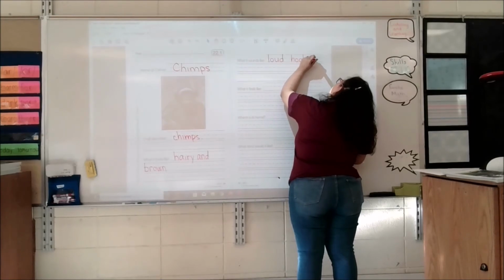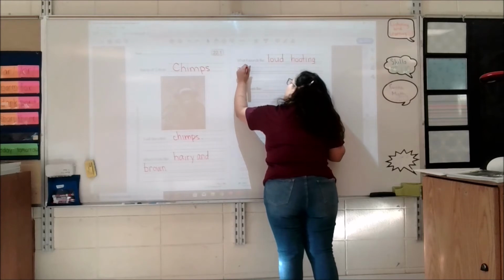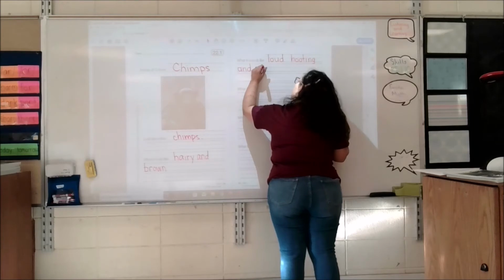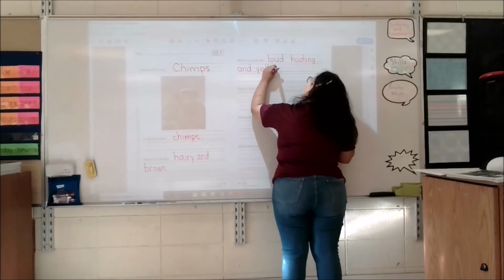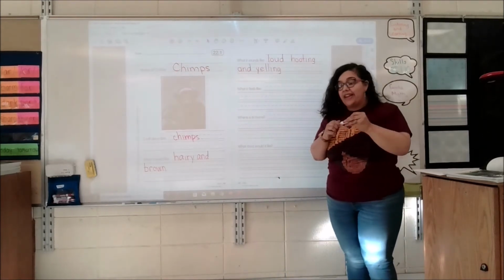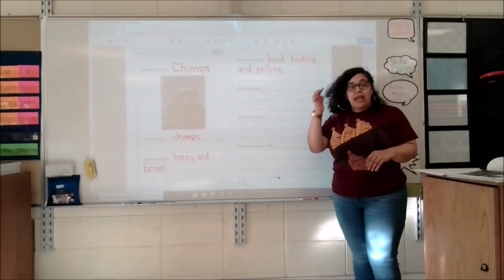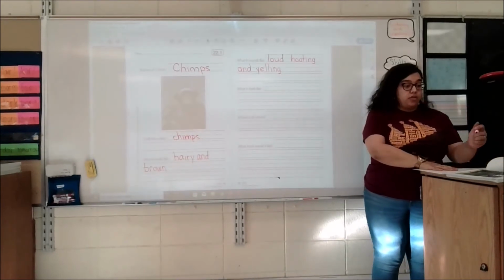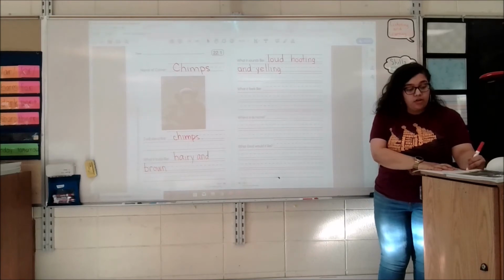Hooting and yelling. These are words that we have the tools to sound out and spell. So it sounds like it is loud, hooting, and yelling. We've established they make loud hooting and yelling sounds, okay? So let's write this down. Make sure we all have our notes, our plan in place, so we'll be able to write a draft.